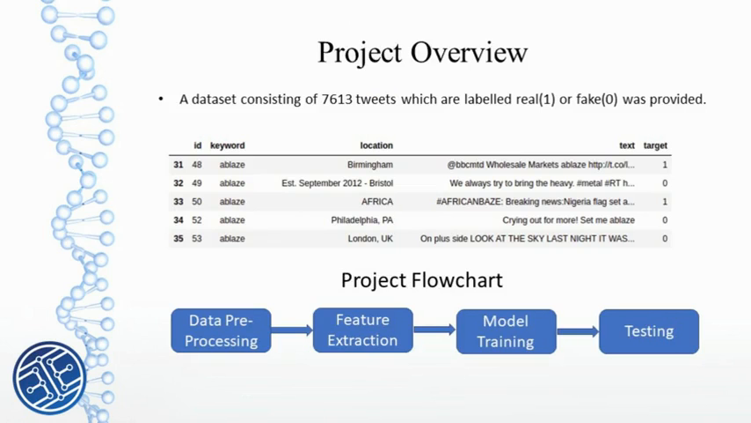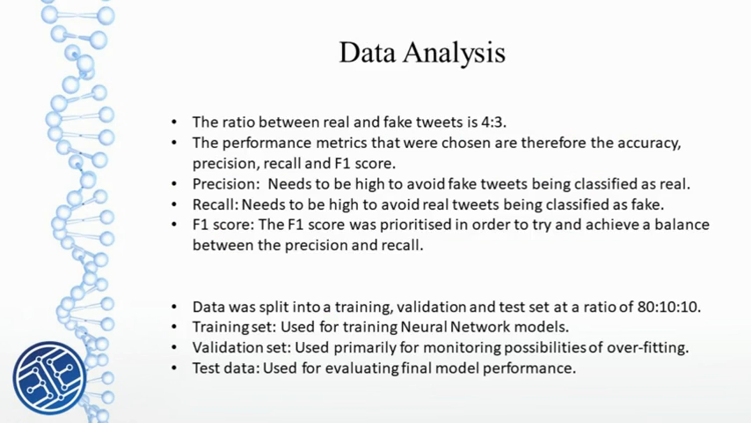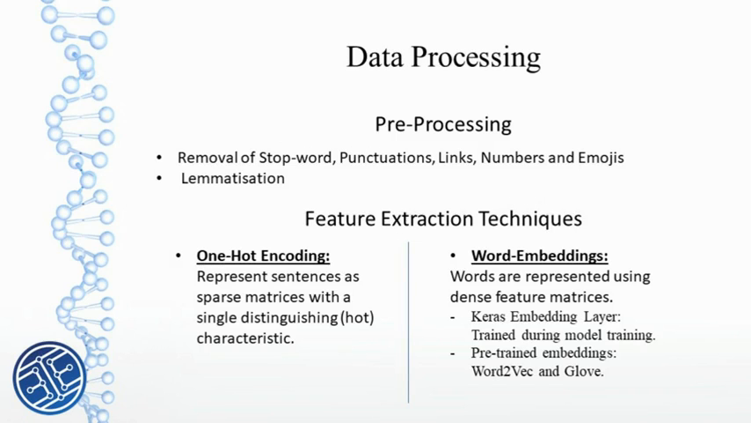Having been provided with a dataset that consists of tweets, the location from which they were sent, and labels as either real or fake, our general approach for this project was to investigate different feature extraction techniques along with different neural network architectures. Upon analysis of our data, we found that there was an imbalance in the ratio between real and fake tweets, and so we decided that the best performance metrics to evaluate our models are accuracy, precision, recall, and the F1 score.